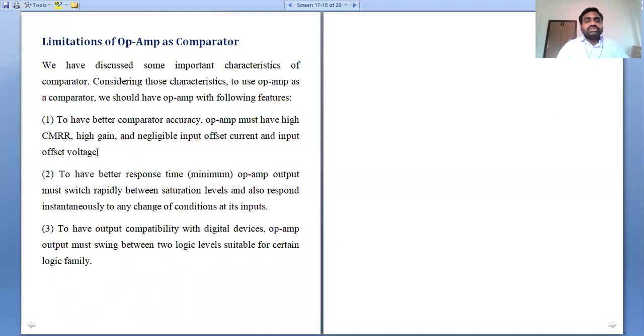So these are the limitations we have to follow while constructing an operational amplifier as a comparator. It should have proper accuracy, high CMRR, low offset currents and low offset voltages, and minimum response time. The saturation levels, either positive or negative, have to respond to the instantaneous input. And the most important thing is that the output voltage has to swing between positive saturation and negative saturation. So these are the limitations.